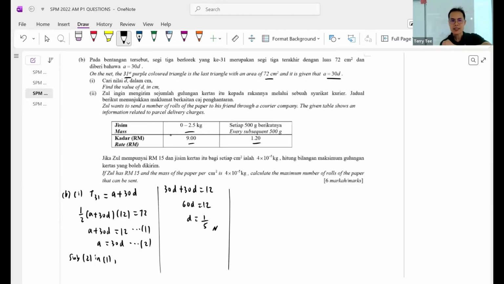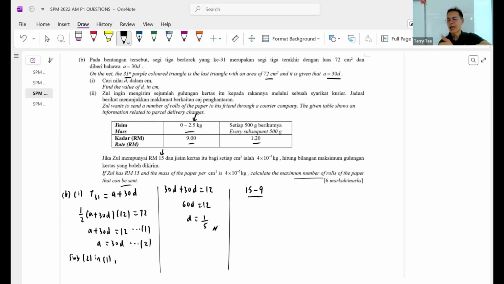So the question is, he has 15 ringgit. How many kg can he deliver? So if you have 15 ringgit, they want a maximum number of rolls that he can send. Let's start with 15 ringgit. You minus 9. Why minus 9? You want to send as much as possible, as heavy as possible, as many paper as you can. So 9 ringgit if it's 2.5 kg. So if you minus 9, you're left with what? 6. 6 what? 6 ringgit.